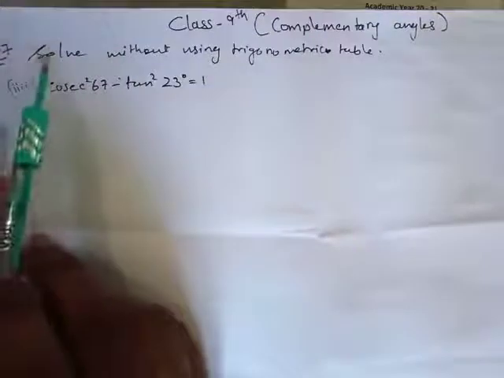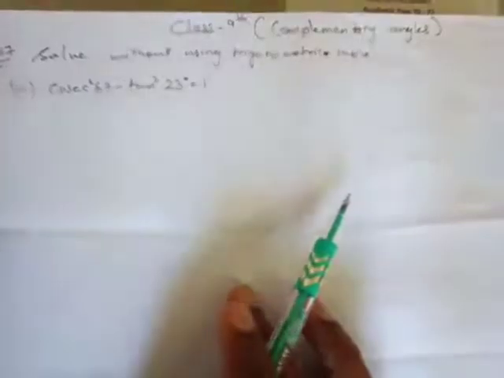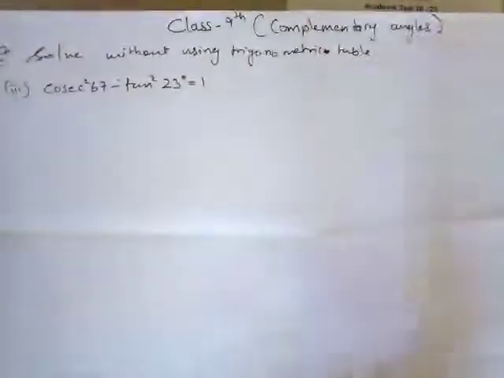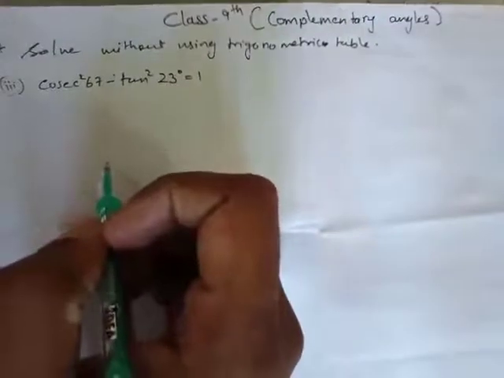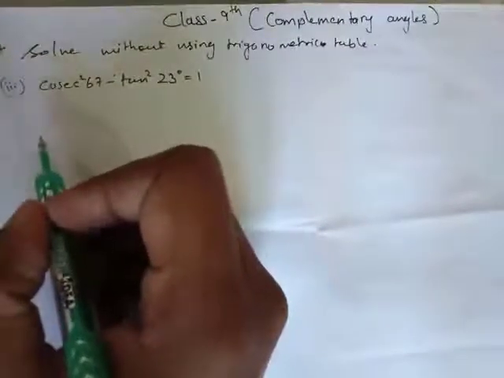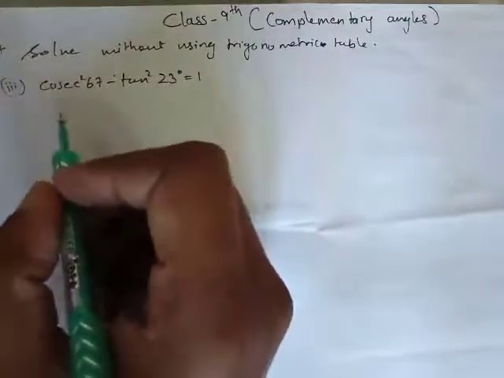Question number 7 says solve without using the trigonometric table. You know the trigonometric table that we discussed earlier; we are not supposed to use it. We can use any other thing, only the trigonometric table we are not supposed to use. The first and second parts are quite easy, but I'll do the third part and show you how to do this question.